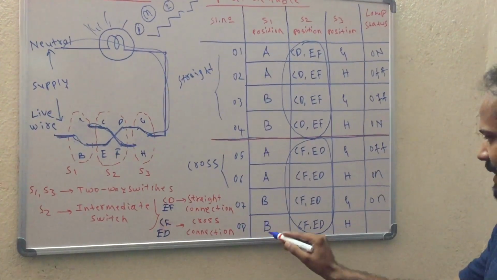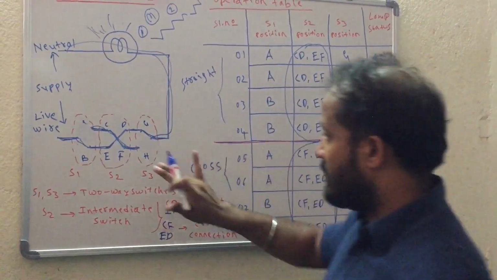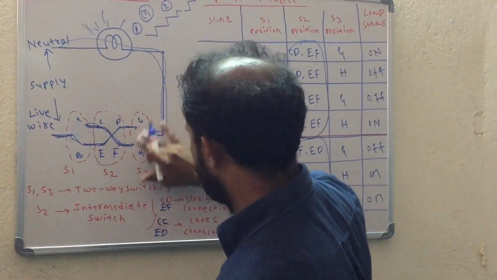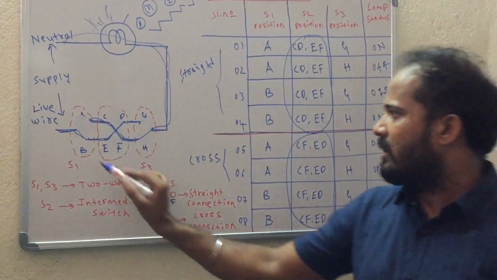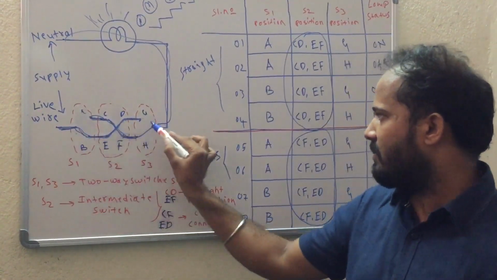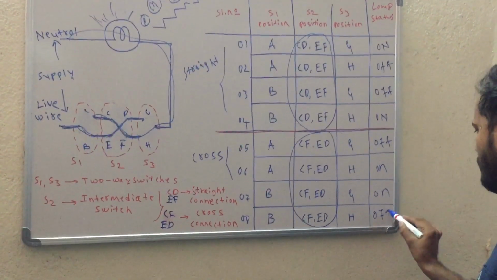The last possible case is, S1 is in B position, S3 is in H position. S1 is in B position only, S3 position has been changed from G to H. If you observe the diagram now, if you go through this, then it makes an open circuit. If it is open circuit, automatically the bulb will be off.